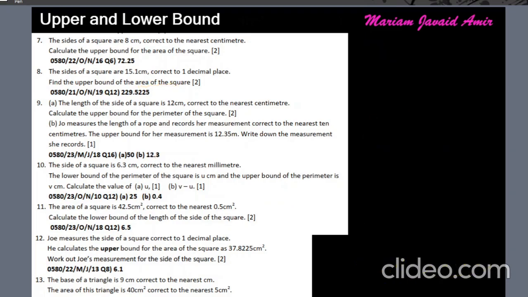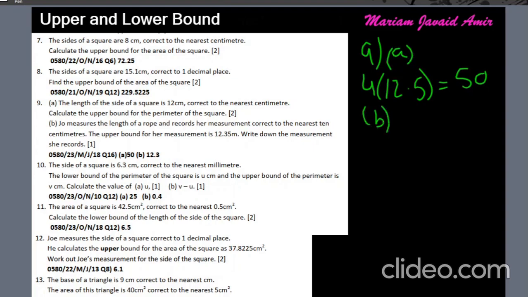Okay. Question 9. The length of sides of a square is 12 centimeters, correct to the nearest centimeter. Calculate the upper bound for the perimeter. All we need to do is find the upper bound length, which will be 12.5, and then find the perimeter. 4 times 12.5 is 50. This is 9 part A.